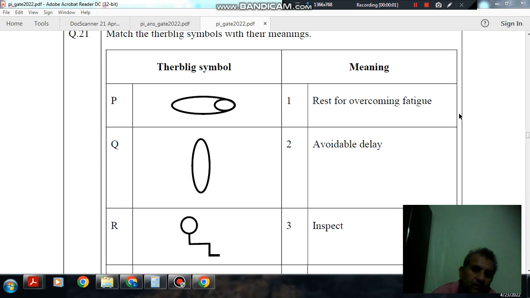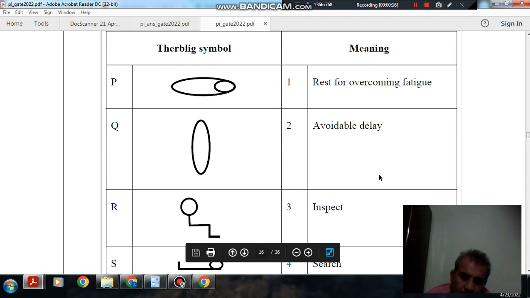Hello, welcome again. We are solving GATE 2022 Production and Industrial paper. Question number 21: match the Therblic symbol with their meaning. These are the symbols and these are the meanings.